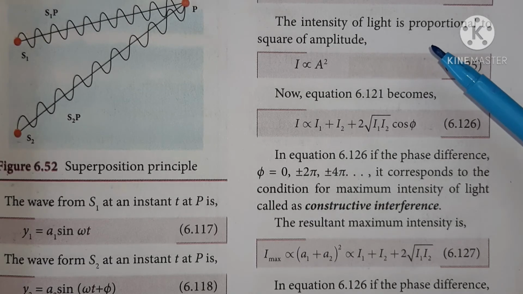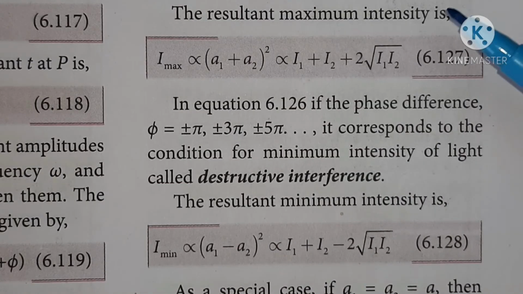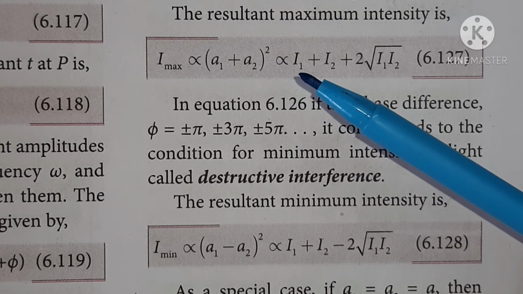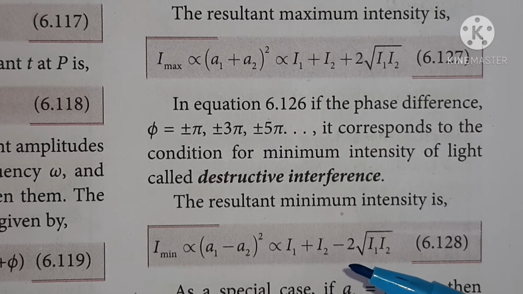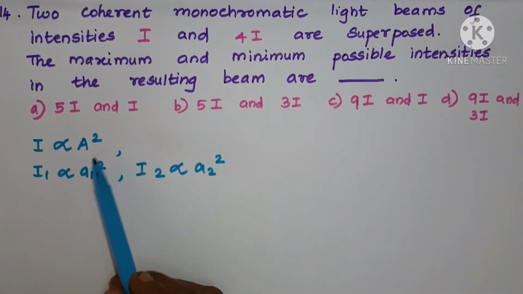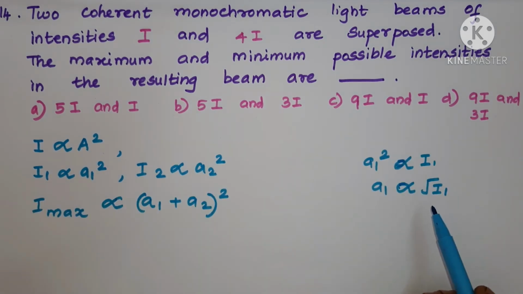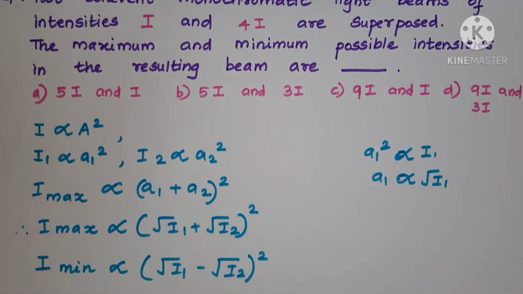We have learned that the intensity of light is proportional to the square of the amplitude. The resultant maximum intensity is I max proportional to A1 plus A2 the whole square. The resultant minimum intensity is I minimum proportional to A1 minus A2 the whole square. I is proportional to A square. We can write I1 proportional to A1 square and I2 proportional to A2 square. So we can write I max proportional to square root of I1 plus square root of I2 the whole square.